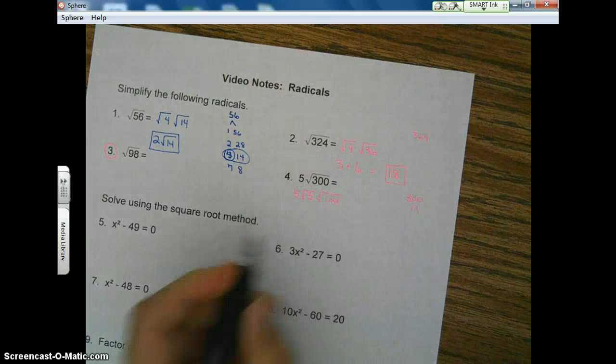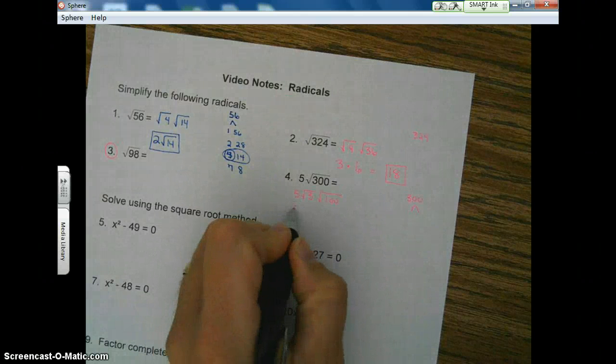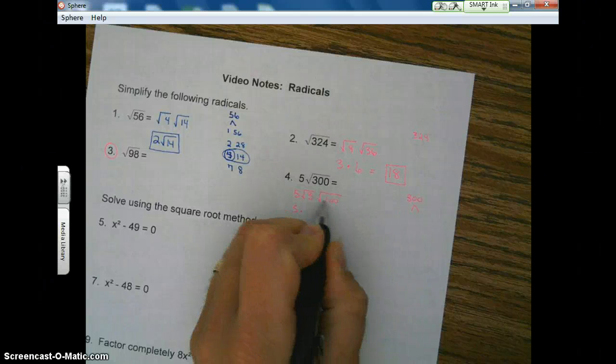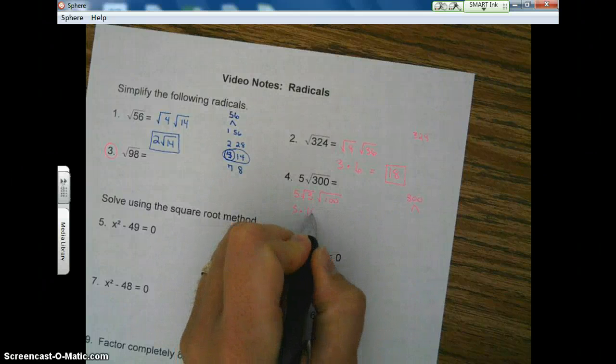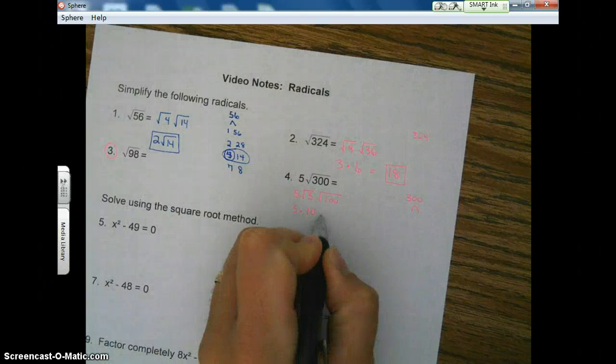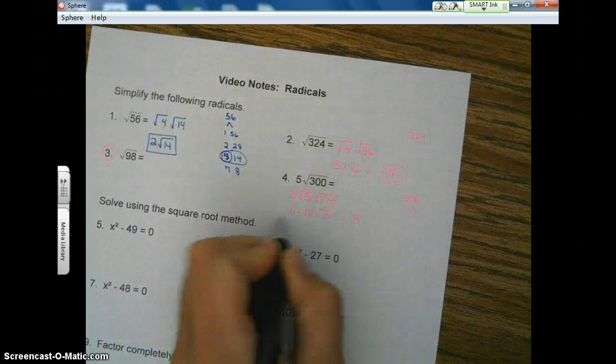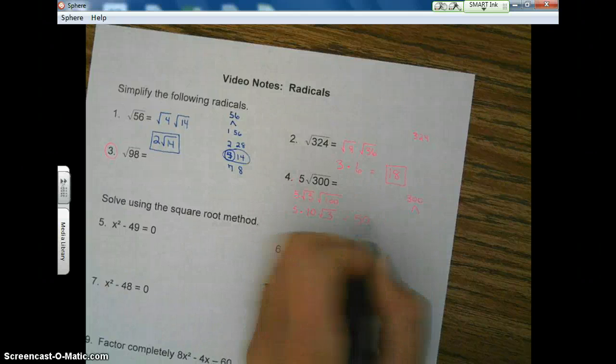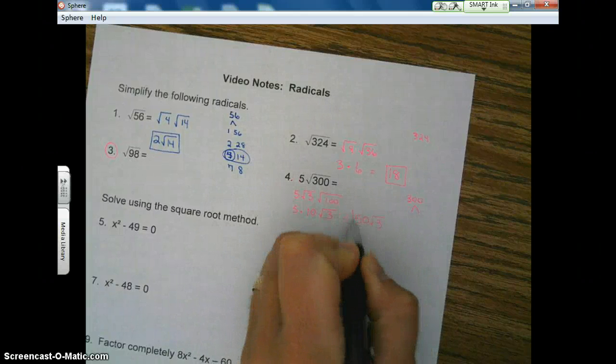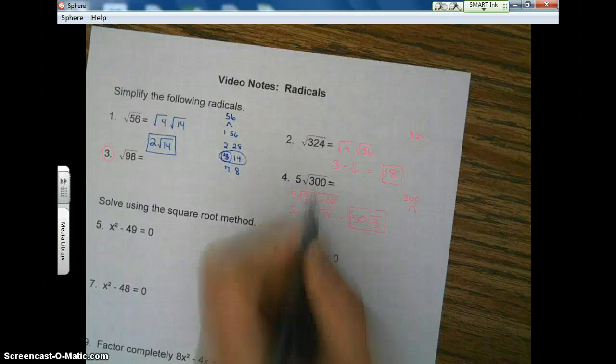Okay, so it's going to be 5 times, and I'm going to go ahead and do my perfect square next, so 5 times 10 times the square root of 3. So I'm going to get 5 times 10, which is 50, times the square root of 3. And I have simplified that answer.